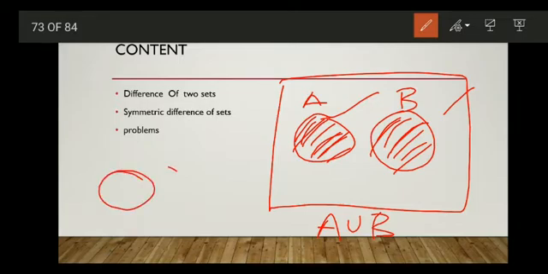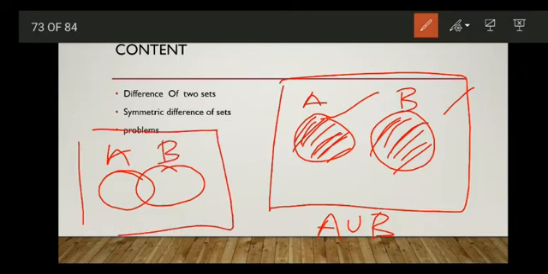When A and B are overlapping sets, A union B will be the collection of elements of A and elements of B. Okay. So this will be A union B.